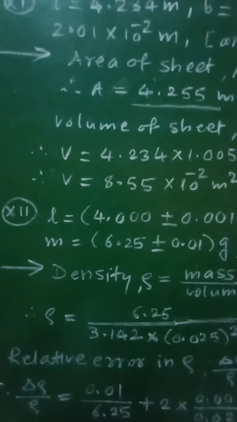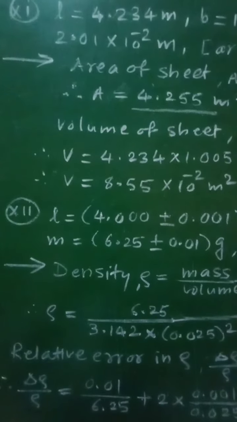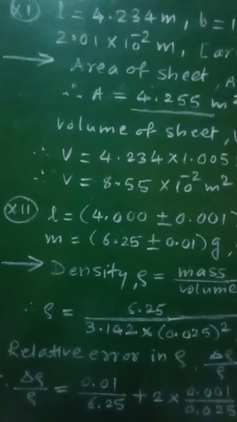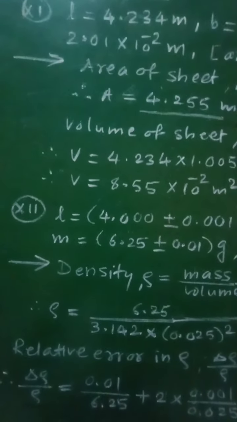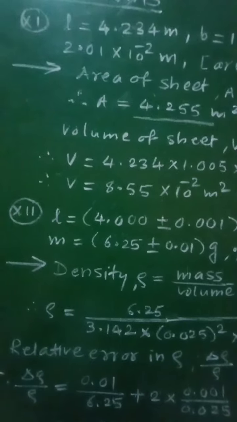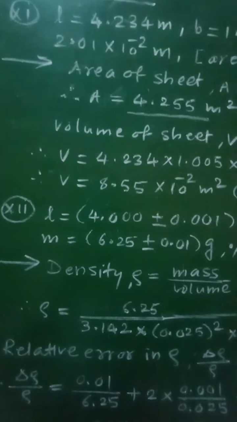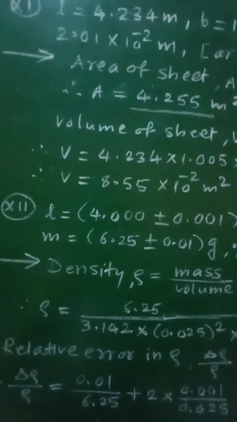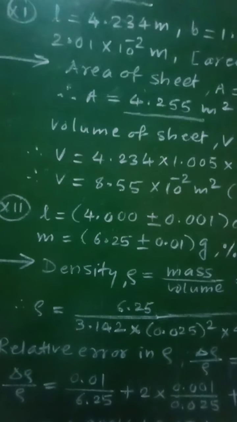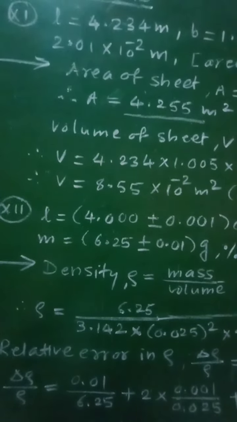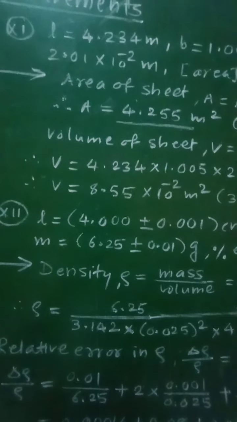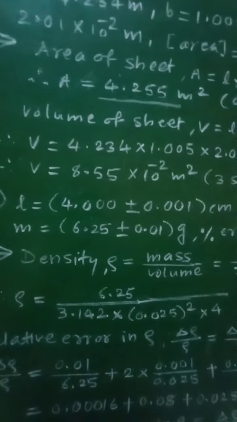If the length of a cylinder is L equal to 4.00 plus minus 0.001 centimeter, radius R equal to 0.0250 plus minus 0.001 centimeter, and mass M equal to 6.25 plus minus 0.01 gram, calculate the percentage error in the determination of its density.